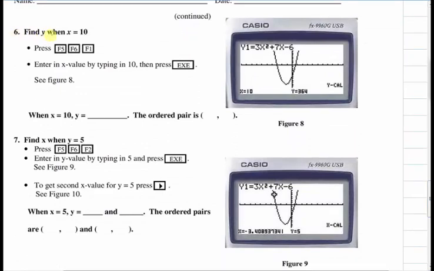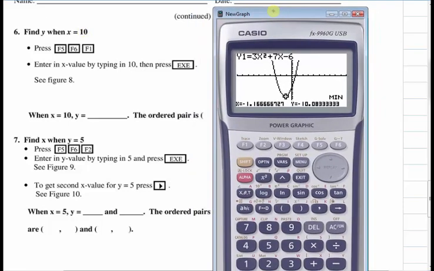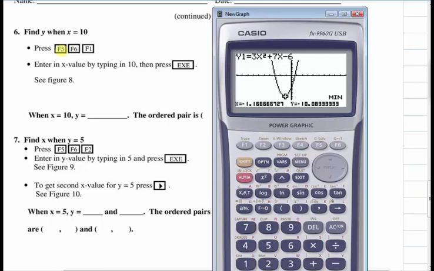Okay, so let's take a look at our last two items. On item number 6, we want to find what y is when x equals 10. Okay, so we want to press F5 again.